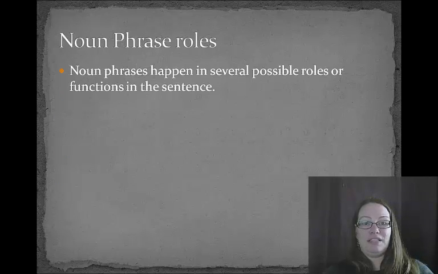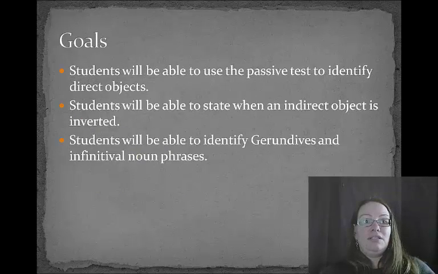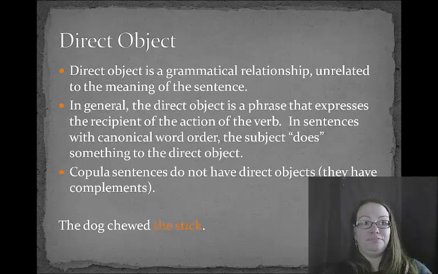Noun phrases happen in several possible roles or functions in the sentence. We looked at this list before, but this presentation will focus on the last three: direct objects, indirect objects, and objects of a preposition. I want students at the end of this presentation to be able to use the passive test to identify direct objects. Also, students should be able to state when an indirect object is inverted. Students will also be able to identify gerundives and infinitival noun phrases.